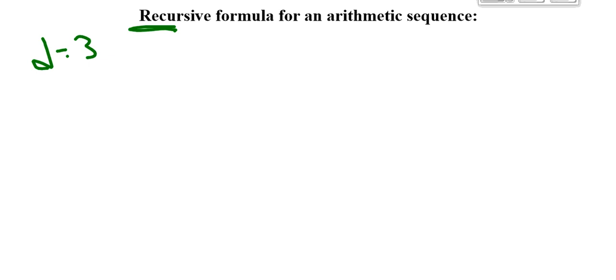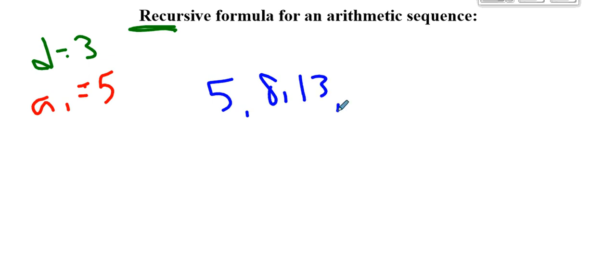Now, there could be a bunch of arithmetic sequences that go up by 3. However, we had a specific one in mind last time, and that was when the first term was equal to what? 5. So if you have the first term defined as well as this difference, then you've got that sequence defined: 5, 8, 11, 14, and so on. Whoops, 8 plus 3 is 11.